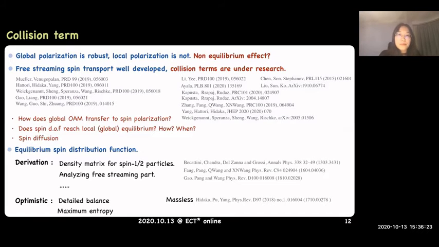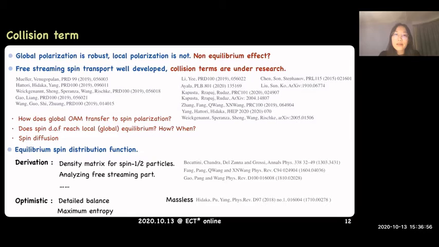The global polarization measures the vorticity and the spin polarization in the system as a whole. It is found that the global polarization is a robust phenomenon, which means that different theoretical approaches have the same or almost the same result, and it is in agreement with the experiment.